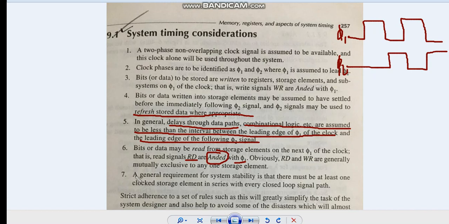The next point is a general requirement for system stability: there must be at least one clocked storage element in series with every closed-loop signal path. That means at least one closed path should be there, there exists one memory closed path, along with our clocked storage element, so that data may not be lost.